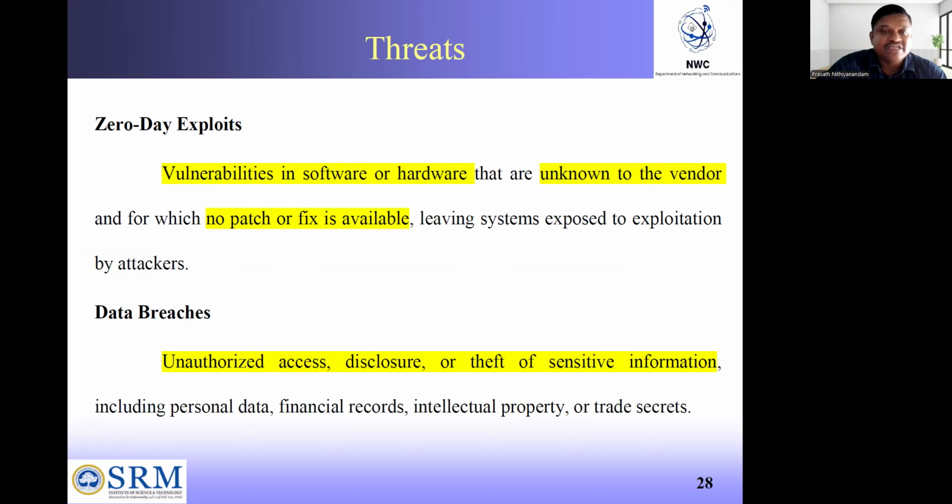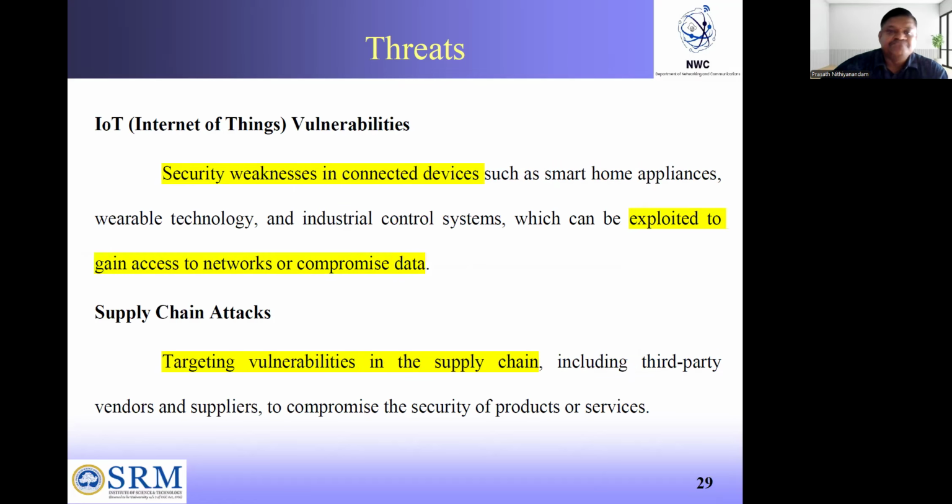And the next vulnerability is data breaches. A data breach is unauthorized access, disclosure, or theft of sensitive information, including personal data, financial records, intellectual property, or trade secrets. As an example, a retail company suffers a data breach, exposing thousands of customers' credit card details.